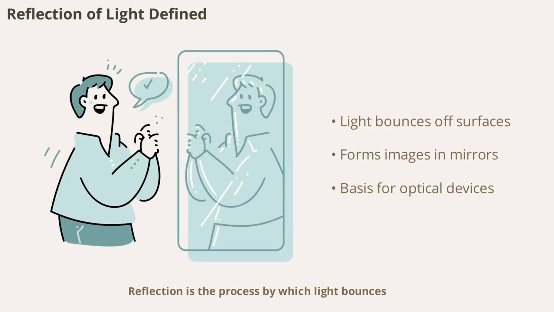Reflection is the process by which light bounces off a surface instead of passing through it. When a ray of light strikes a smooth surface like a mirror, it changes direction and travels back into the original medium. This simple yet powerful phenomenon is responsible for the images we see in mirrors and shiny objects. Understanding reflection is crucial because it forms the basis for many optical devices and everyday experiences, from seeing your face in a mirror to the way headlights work at night.